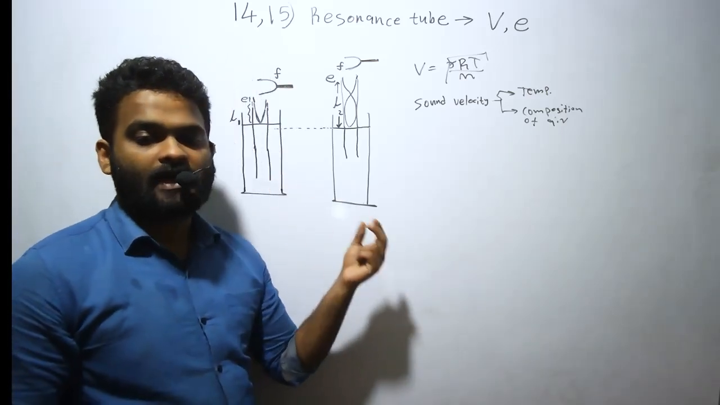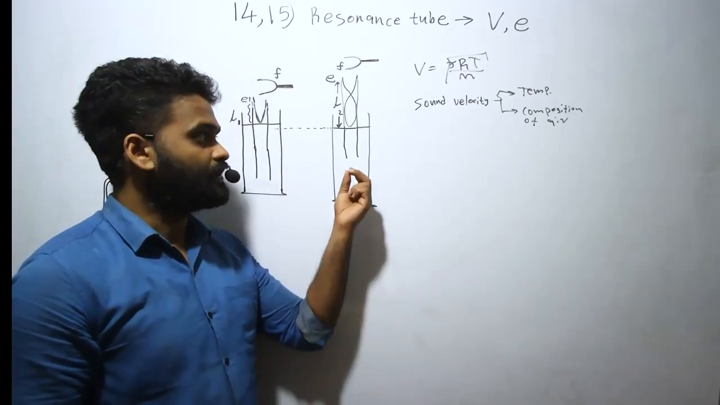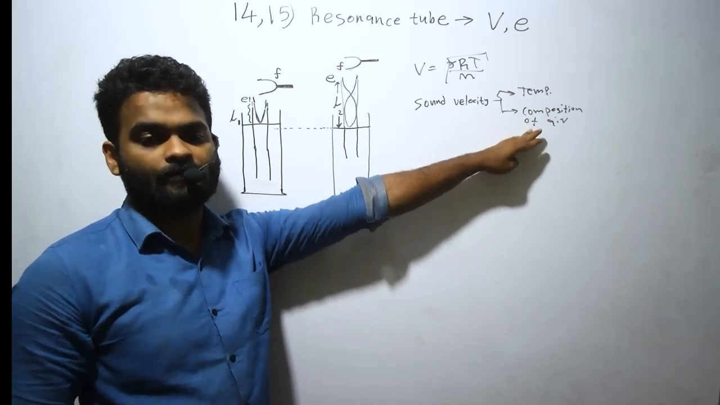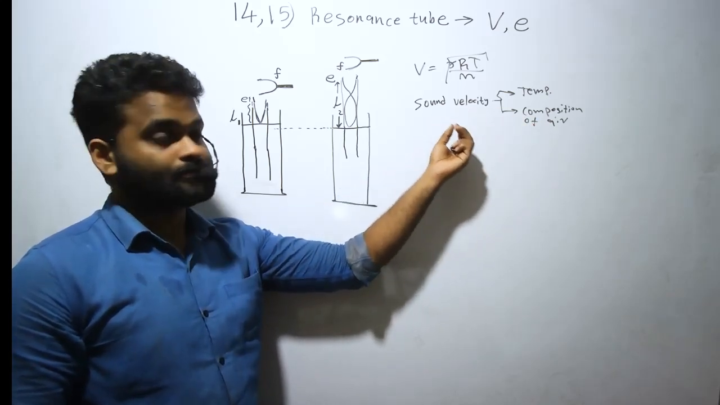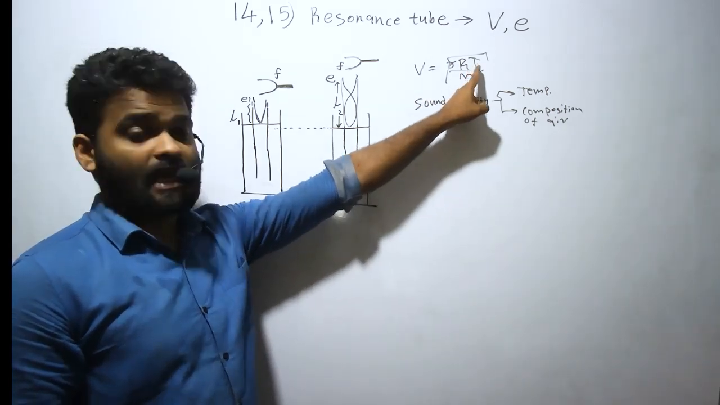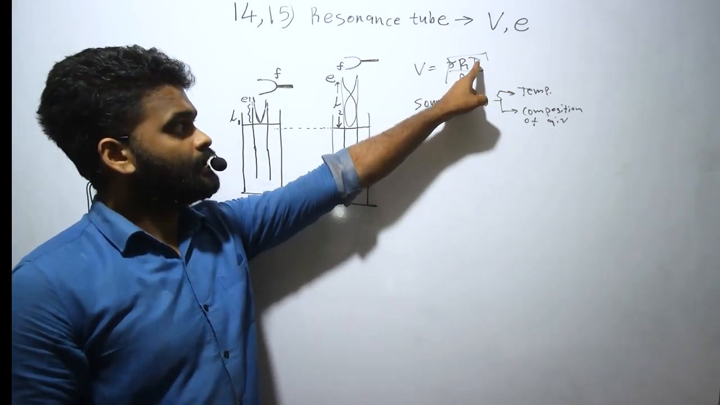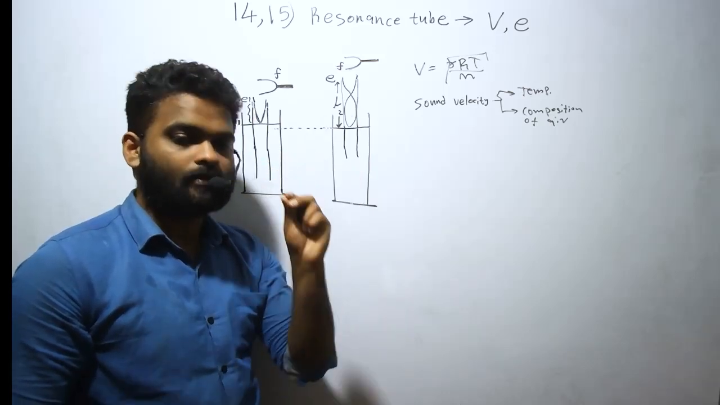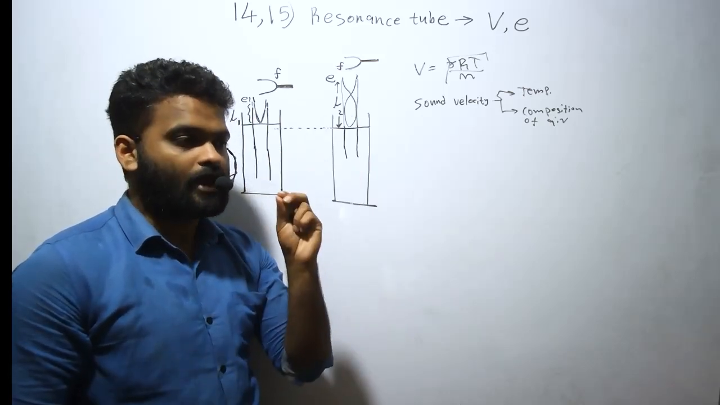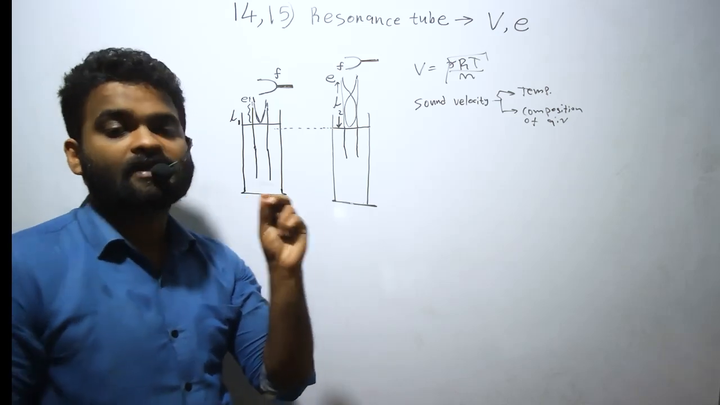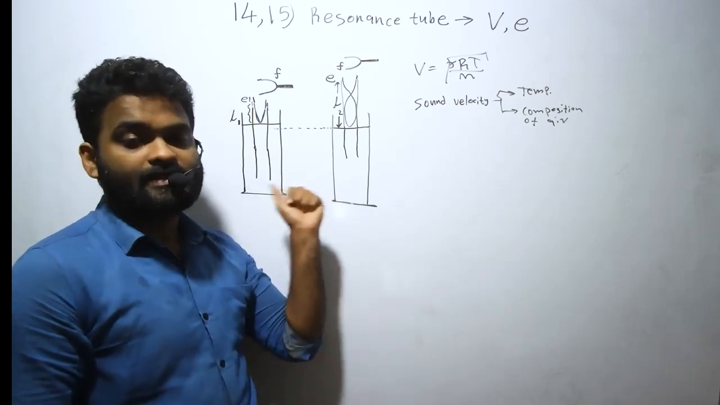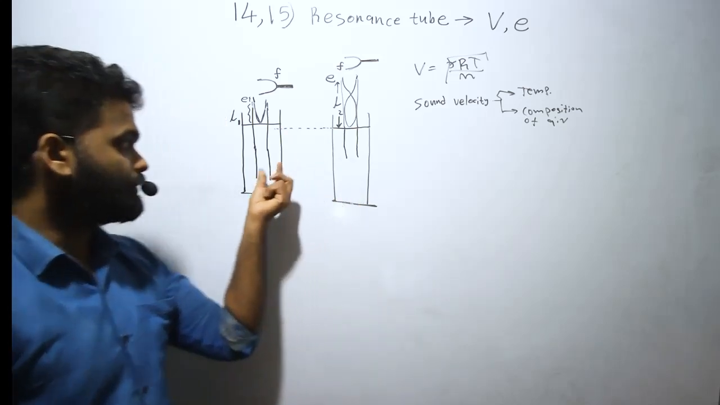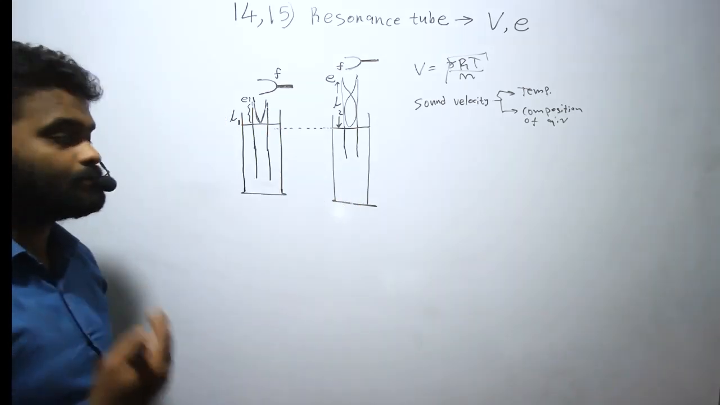There will be water as well, when you think about the composition of air. Since this depends on capital T, when you are pointing out the velocity of air, you have to make sure that you mention the temperature as well. So when you are doing this experiment, you have to note down the room temperature.